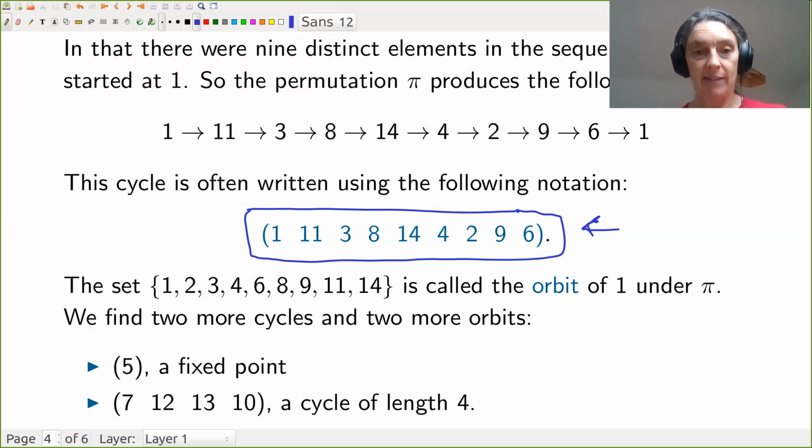Okay. The set consisting of those 9 elements is called an orbit of the permutation pi, and it's the orbit to which, for example, the element 1 belongs, or to which the element 8 belongs. This could be referred to as the orbit of 1, or the orbit of 11, or the orbit of 3, or so on.